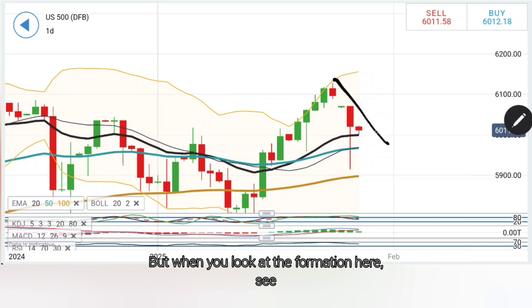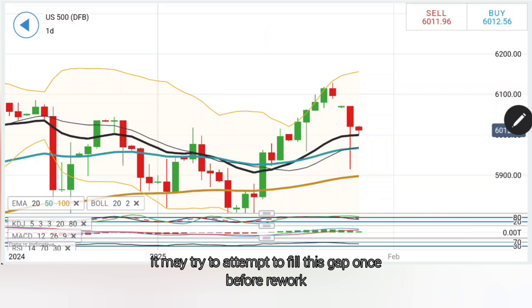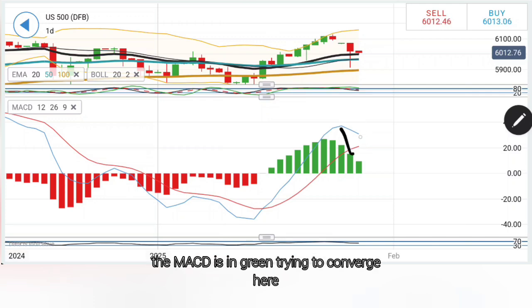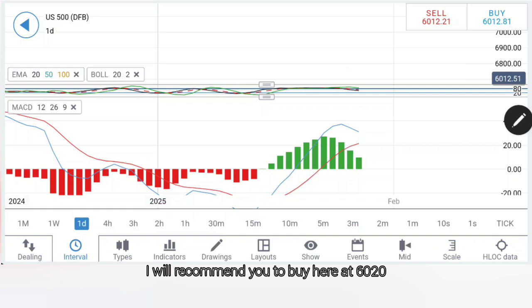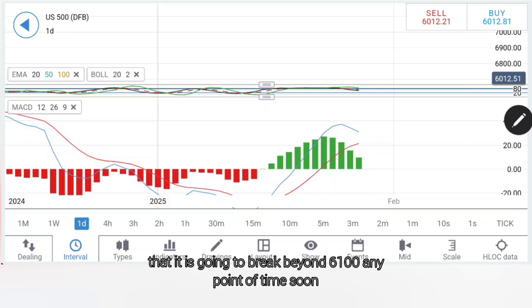But when you look at the formation here, I will wait for it, because this gap is very, very important. It may try to attempt to fill this gap once before reverse. Stochastic looking down. The MACD is in green, trying to converge here, not yet crossed over. The RSI has dropped. So looking at this, I will recommend you to buy here at 6020, expect it to move towards 6032, and if 6032 is taken, then 6040, 6052, 6064, and then 6080, 6090 should be seen, and then 6100. Though I still doubt that it is going to break beyond 6100 any point of time soon.